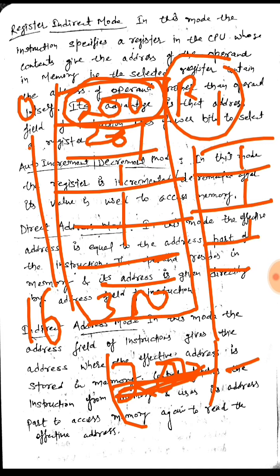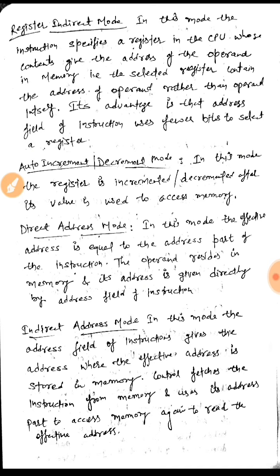So in this we will be having data, but the register is specifying the memory address for the data again. So it is an indirect mode, register indirect mode, in which the register is not carrying the data, but it is carrying the memory address again. So in this mode, the instruction specifies a register in the CPU whose content gives the address of the operand in memory. That is, the selected register contains the address of the operand rather than the operand itself.